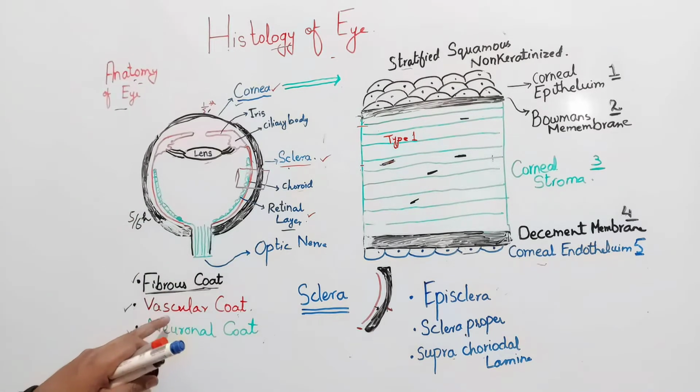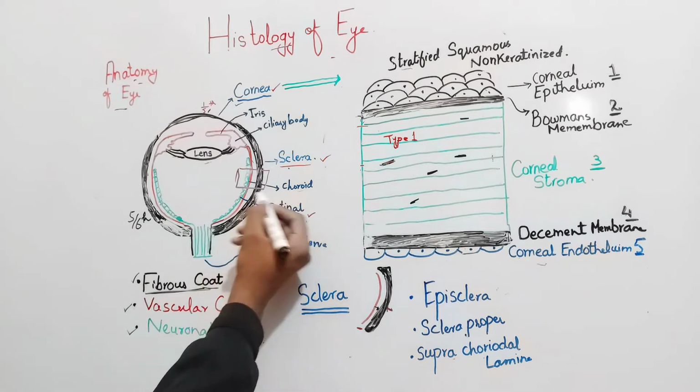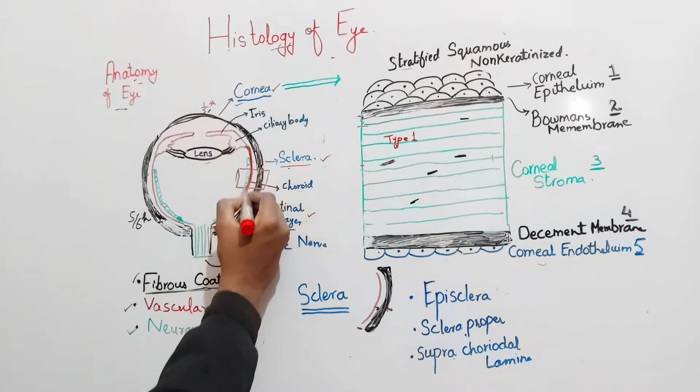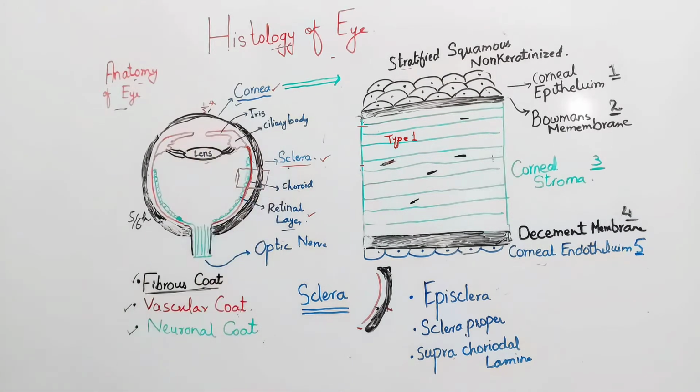Then the vascular layer. It contains vessels. This is the red layer, containing the choroid, then the ciliary body, then the iris. Then the next layer is the neuronal layer. The neuronal layer consists of the pigmented layer, or the retinal layer.